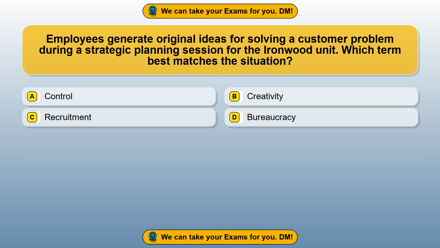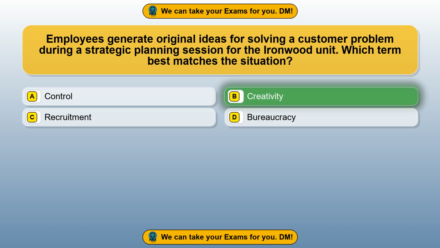Question 93. Employees generate original ideas for solving a customer problem during a strategic planning session for the Ironwood unit. Which term best matches the situation? Option A, control. Option B, creativity. Option C, recruitment. Option D, bureaucracy. The correct answer is option B, creativity.